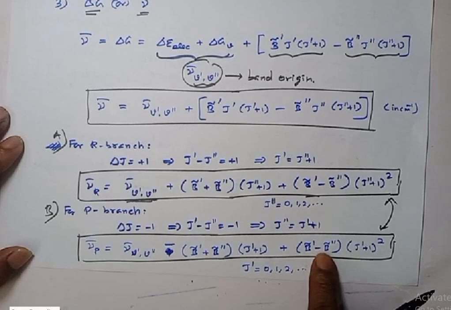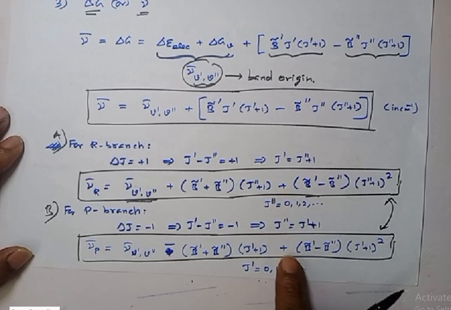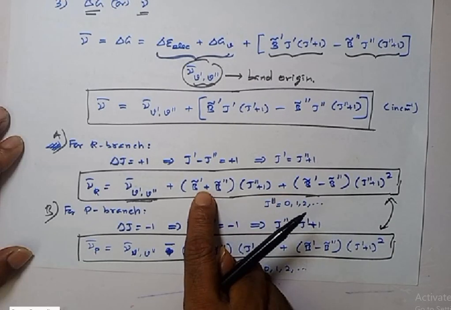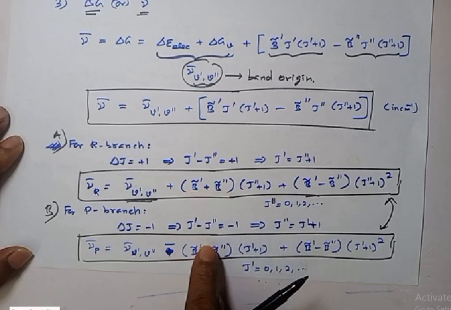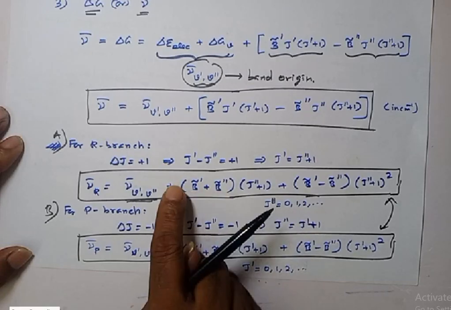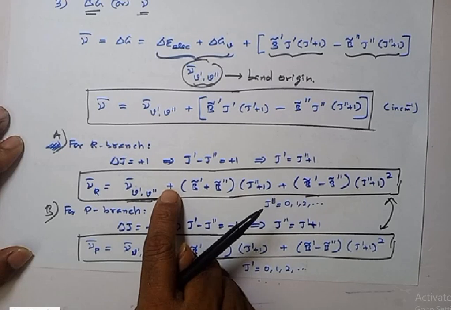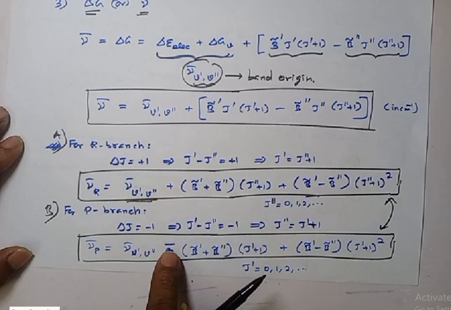Here also I have B prime minus B double prime. I have a plus sign here, and here also I have a plus sign. And here I have B prime plus B prime, and here also I have B prime plus B prime. But in the R branch I have a plus sign, and in the P branch I have a minus sign.